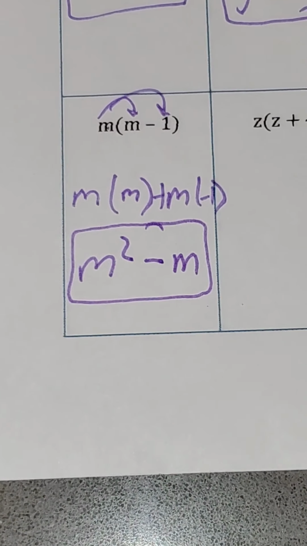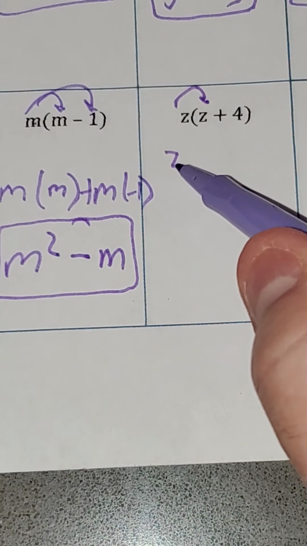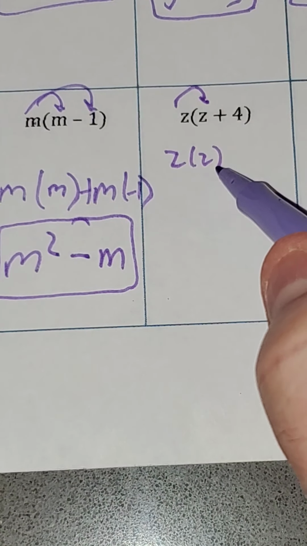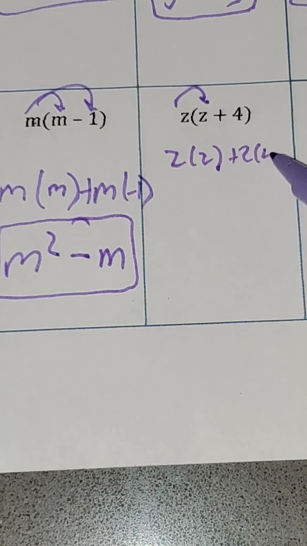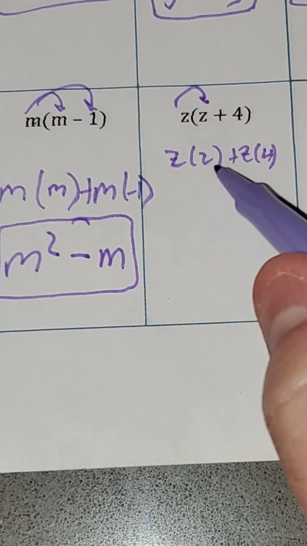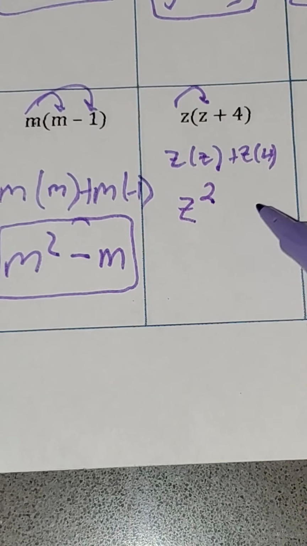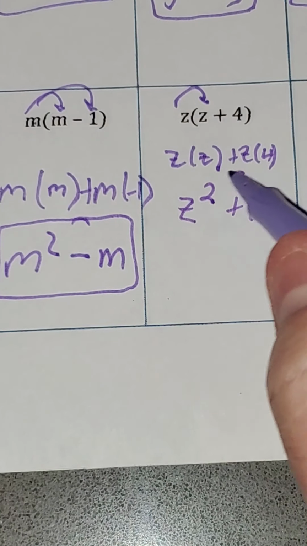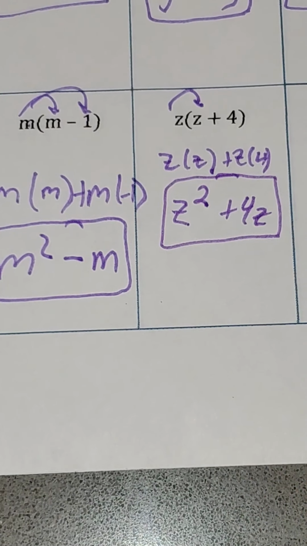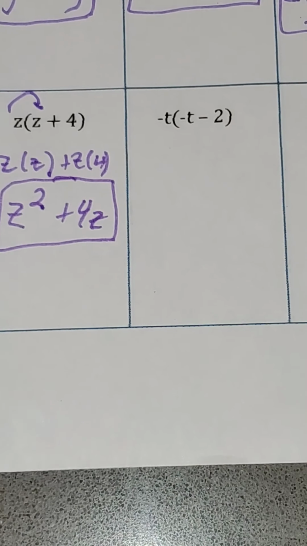Let's move along. Okay. I have z times z here. Both are positive. Plus z times 4. And both of those are positive. See, positive here, everything's positive. Z times z is z squared. Plus z times 4 is 4z. And we're done. Good.